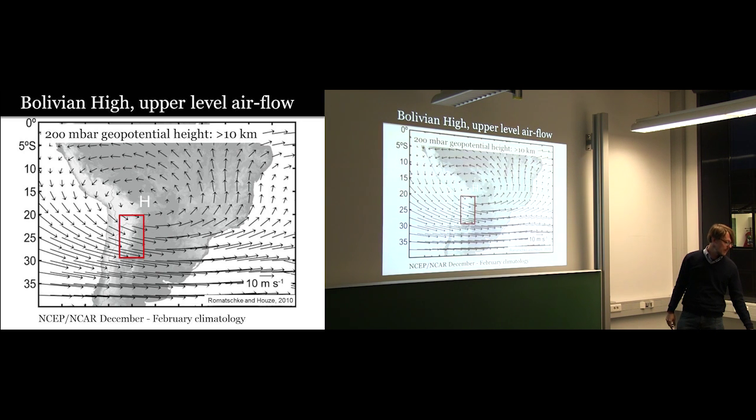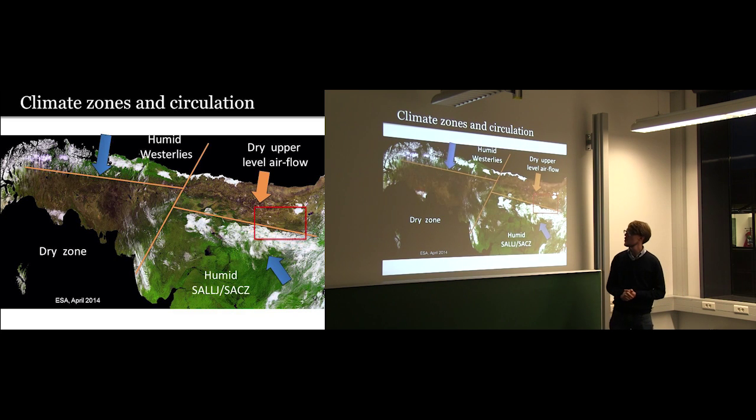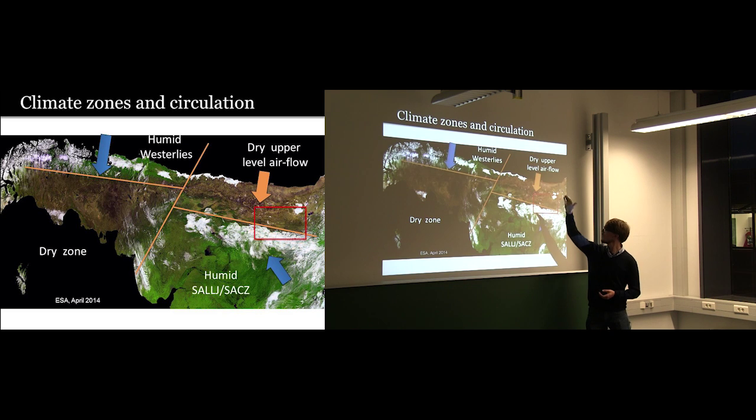So this has very dramatic implications if you then look at the distribution of vegetation and also precipitation. This is shown in this very nice ESA image that was taken in April 2014. Again, you see all this moisture that the South American low-level jet brings into that part of northwest Argentina. You can see that this moisture tries to penetrate further into the orogen and onto the plateau. However, at the same time, you have this dry upper-level airflow over the Andes.